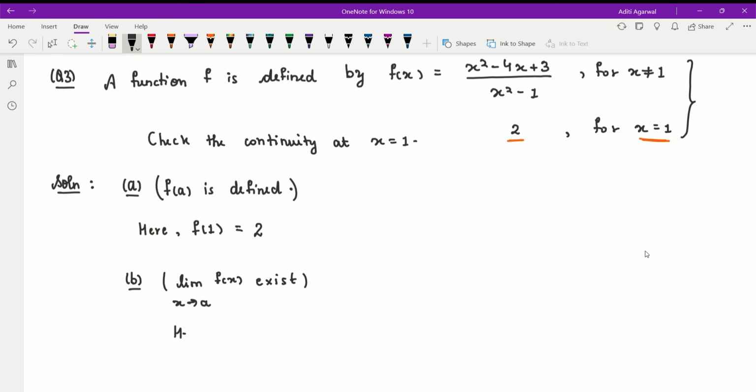Here limit x is tending to 1 and the function. Now the thing is, what function should I take? Should I take the first one or the second one? Now see, x tending to 1 means it is not actually reaching 1, it is either a little before 1 or after 1. 1 के थोड़ा सा आगे है या 1 के थोड़ा सा पीछे है.